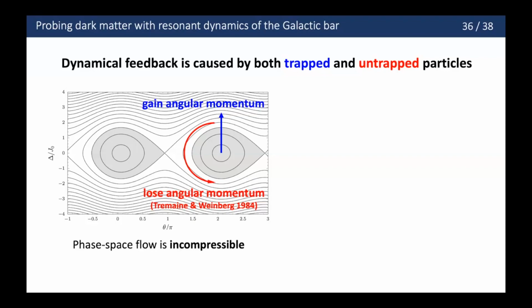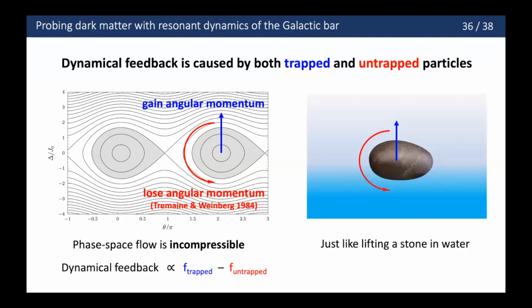But in my recent paper, I've shown that dynamical feedback is actually caused by both the trapped particles and the untrapped particles, and the strength is proportional to the difference between the phase space density of the trapped region and the surrounding untrapped region. So the physics is similar to buoyancy, where you want to lift a stone submerged in the water. If you lift it up, the water has to flow down, and so the change in the total potential energy scales with the difference between the density of the stone and the water. And they're both related because in both cases the flow is incompressible.